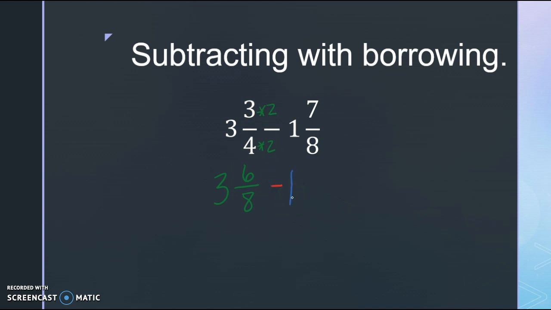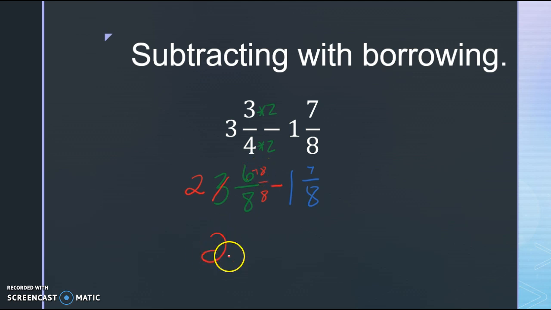Our whole number 1 stays the same, and our second fraction doesn't need to be changed because it has the denominator of 8 already. Now here, 6 minus 7. If we have 6 of something, we can't take 7 away from it. So we have to do some borrowing. I'm going to change this 3 into a 2 and take that 1 whole and add it to this fraction. So here, since our denominator is 8, we're going to add 8 over 8 to this problem.